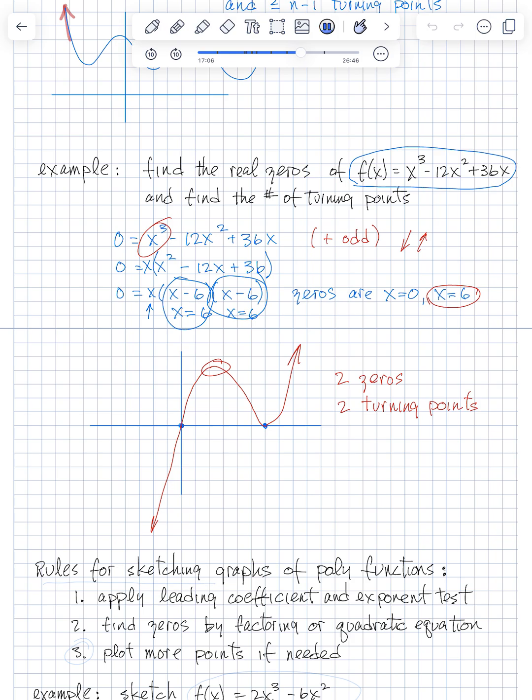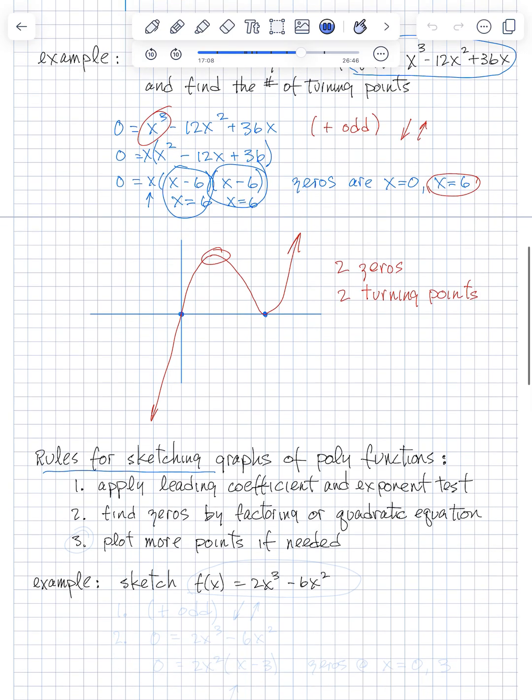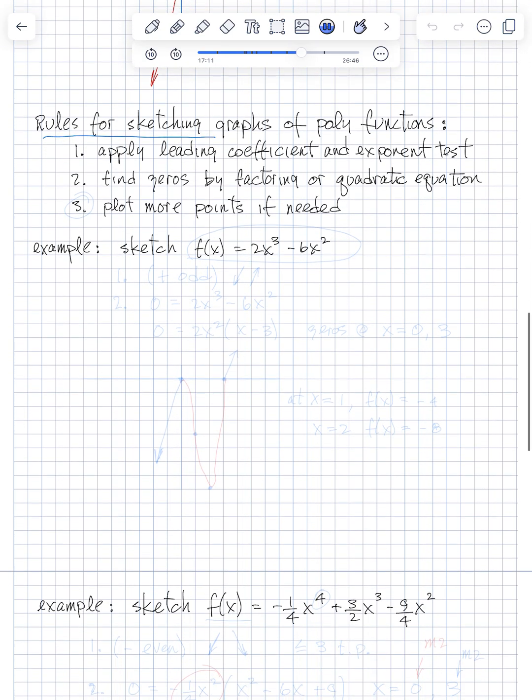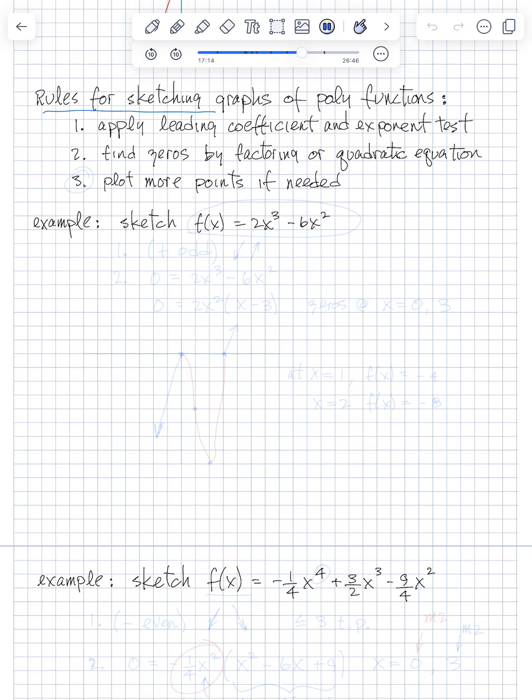Okay, so here's the rules for sketching graphs of polynomial functions. Number one, you're going to apply the leading coefficient and exponent test. So is it a plus odd? Is it a negative even? Number two, you're going to find the zeros by either factoring or using a quadratic equation if you have to. And for number three, you can plot some points just so you get an idea where the vertex may be between zeros.